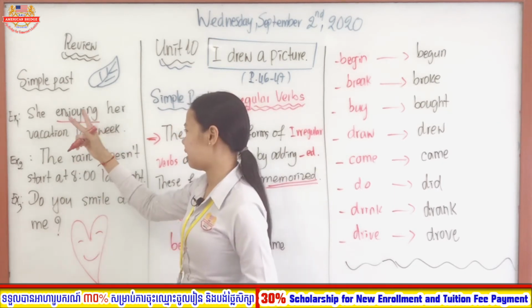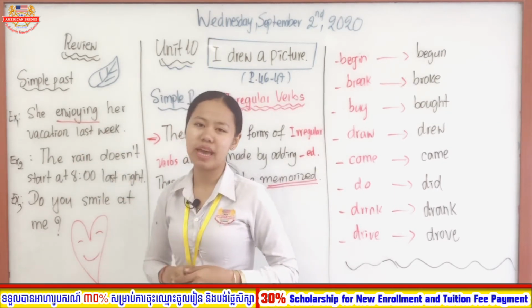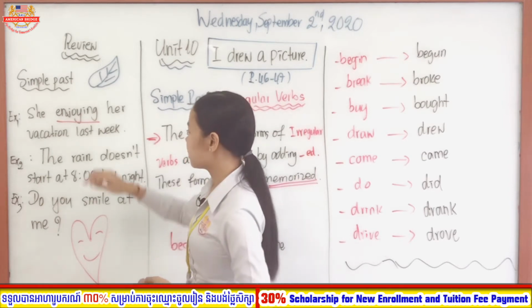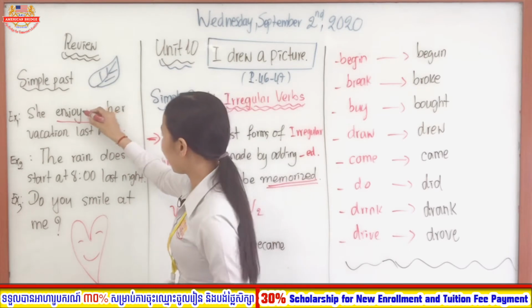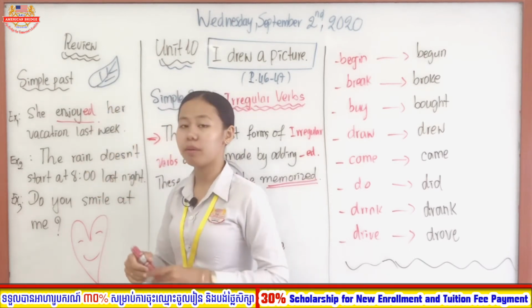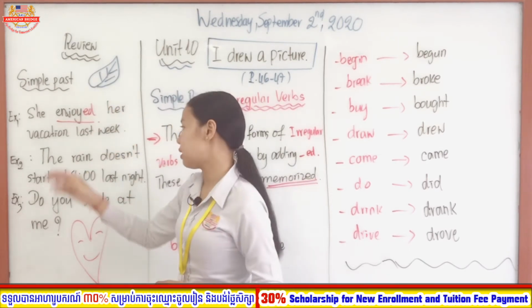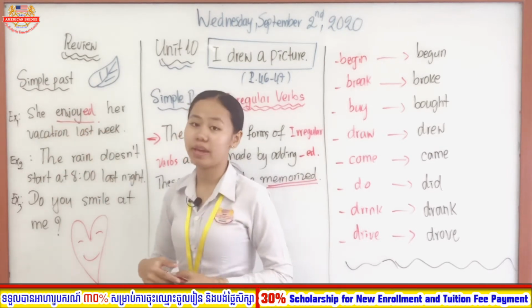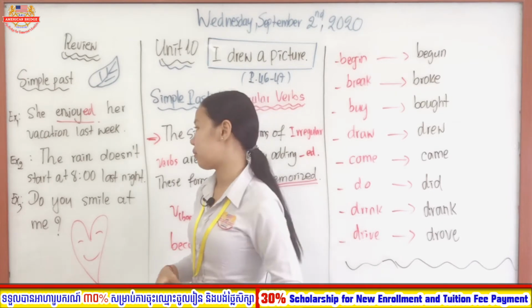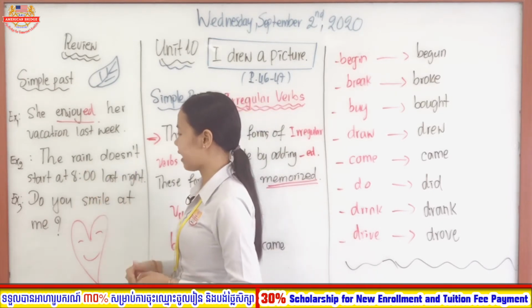Because here adding ing is not correct at all, so we need to erase ing, and then we add, excellent, we add ed, which goes with most verbs. We add ed at the end in simple past. So you just erase ing and then put ed, and it becomes the correct sentence. Right? The rain doesn't start at 8 last night.